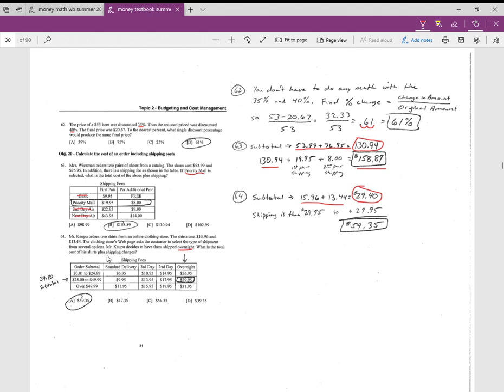This one, the shipping is going to be based on your subtotal. So the subtotal is $29.40, and you have to see where this fits in these categories. If it's a penny to $24.99, then these will be the shipping costs. It's not in those, so these are out.